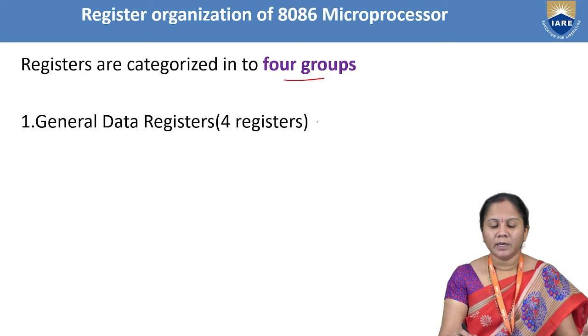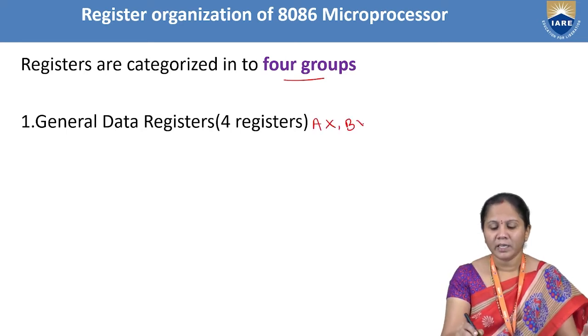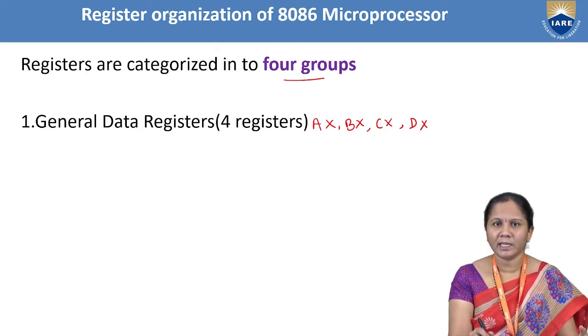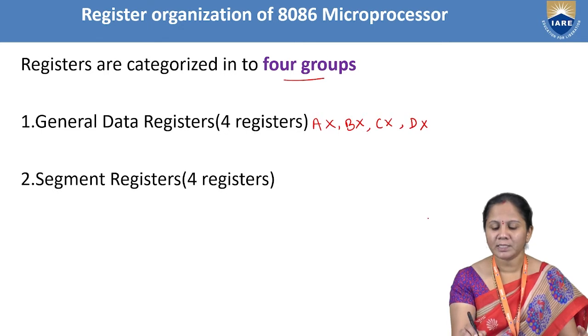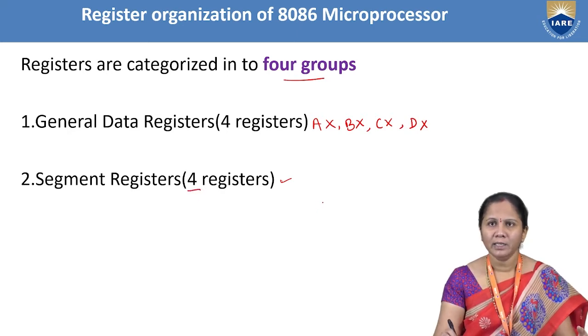Now, the 14 16-bit registers can be classified into 4 groups. What are those 4 groups? General data registers. 4 registers come under general data registers. They are AX, accumulator, BX, base register, CX, counter register and DX, extended accumulator or data register. These 4 registers are called general data registers.